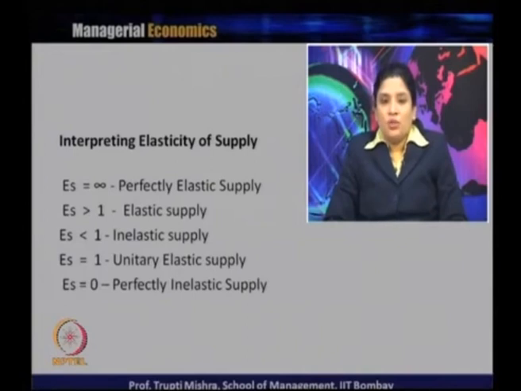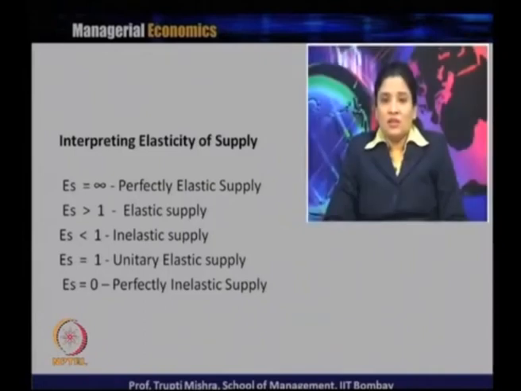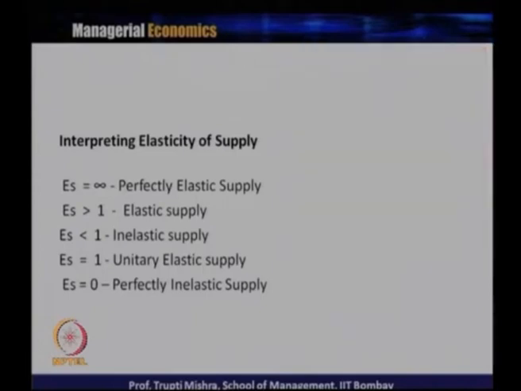Elasticity of supply equal to 0 is the perfectly inelastic supply. So, one extreme is when elasticity of supply is equal to infinite, where a negligible change in the price leads to a greater change in the quantity supplied, and if it is 0, then it is a perfectly inelastic supply, the other extreme. It means even if there is a significant change in the price, there is almost no change in the quantity supplied.